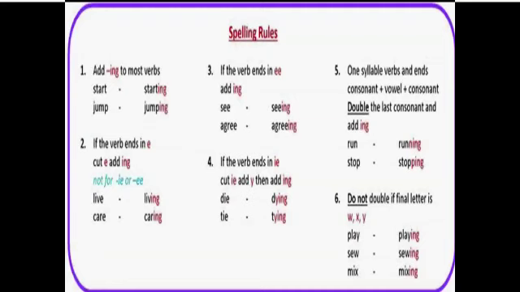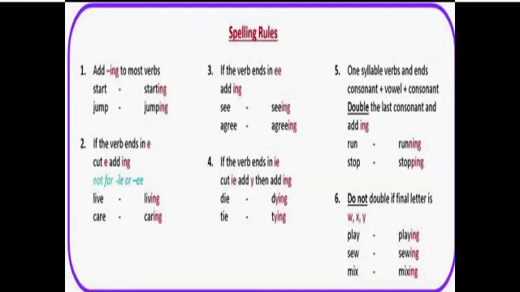Number 5, one syllable verb. If the verb consists of one syllable and the middle sound is a vowel, please double the last letter, such as run becomes running, stop, stopping, swim, swimming, and so on. Number 6, do not double it if the letter is W, X, or Y.